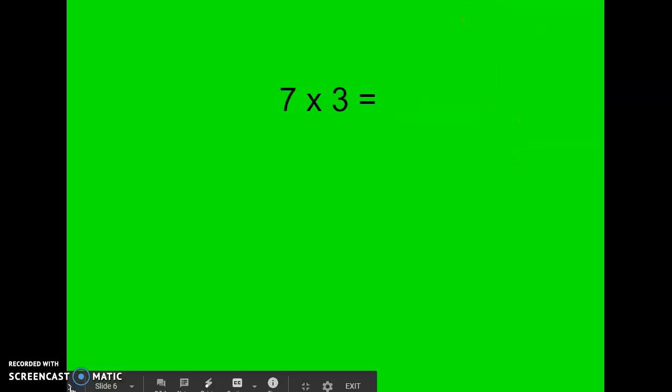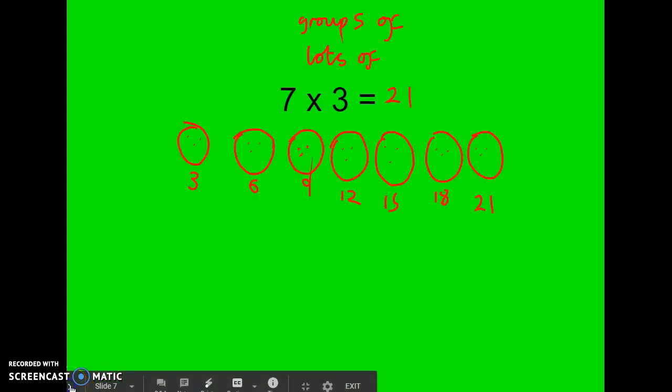Okay, let's go on to the next one. Now, this one is 7 times 3. Now, counting in threes is a little trickier because it's something quite new in year 2. Now, you can do exactly the same thing as what you have done for the other one. So draw me a picture to show your answer, pause the video and work that out before I show you my answer. Okay, how did you get on?